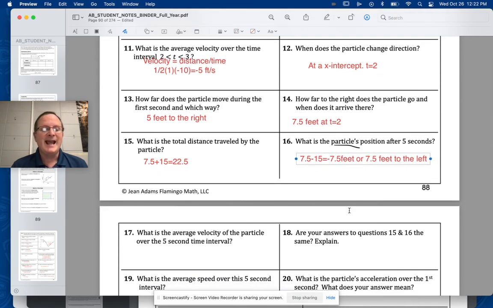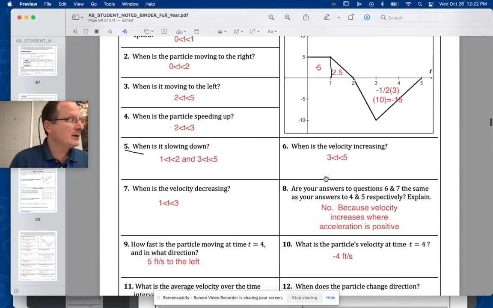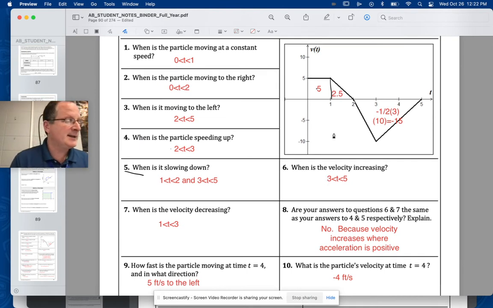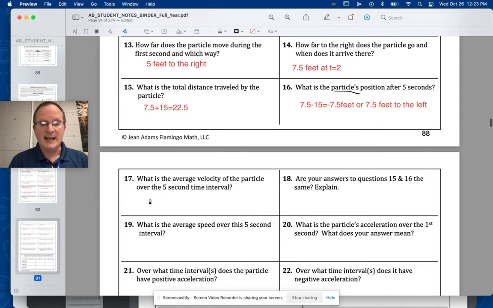Let's keep going. What's the average velocity of the particle over the 5 second time interval? So the average velocity. Now, that is asking for the average values here, right? So we know it's going to be the distance over time again, right? So again, it's the same thing. So I went negative 7.5. This is my total distance that I have. So I went negative 7.5, and it took me 5 seconds to do that. So this again is going to be distance over time.